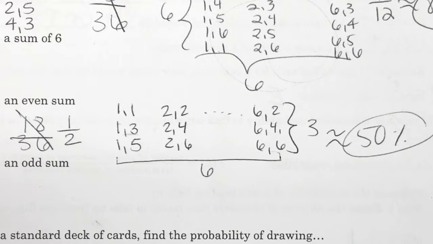Sum of 6. That means you have to add up to 6. How many different times can you do that?